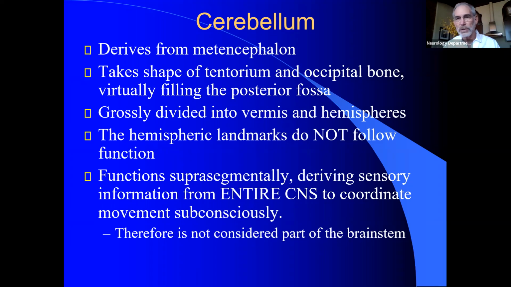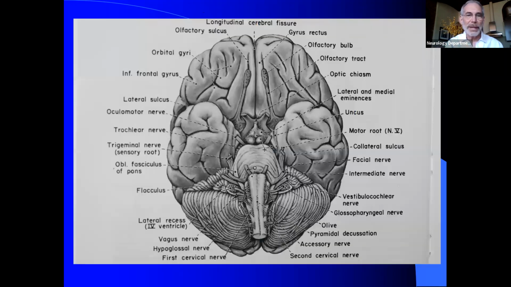I don't think that works. It is related to every portion of the brain, and I just think that you should think of it as suprasegmental. It's above all of that, calculating, coordinating. It's a marvelous structure that we will consider in detail later. Here it is sitting in place, behind and above the occipital bone and below the tentorium.